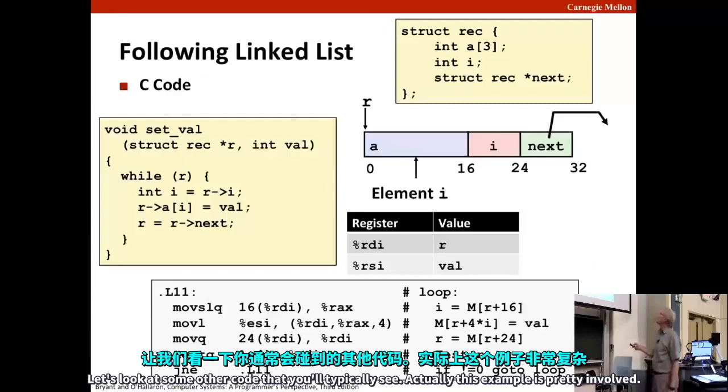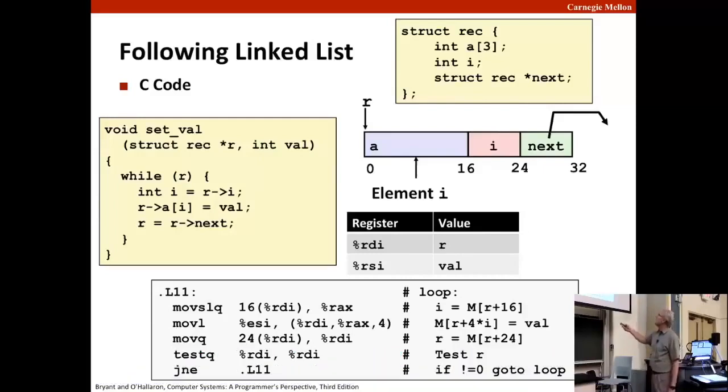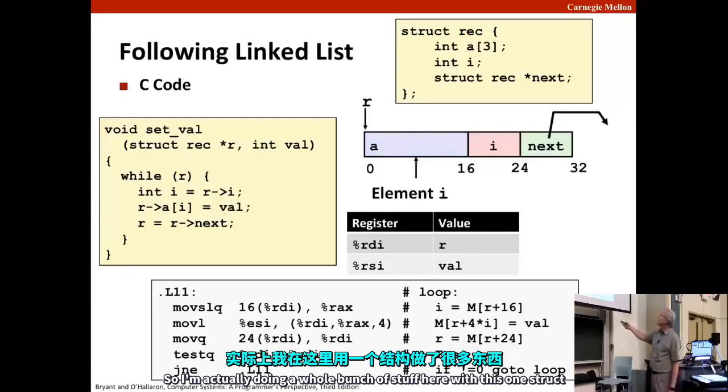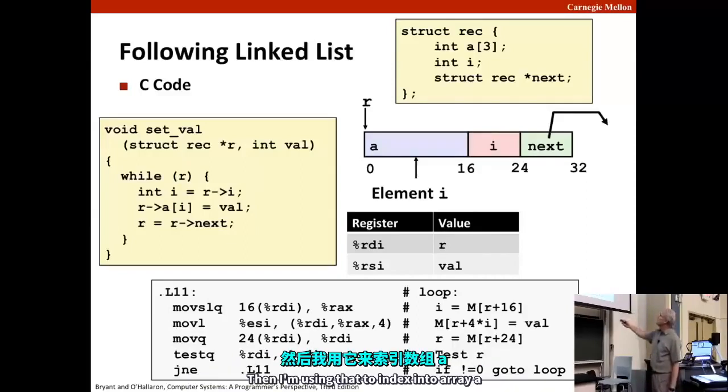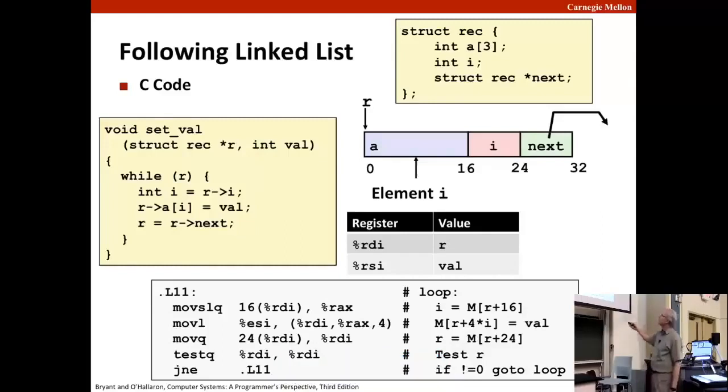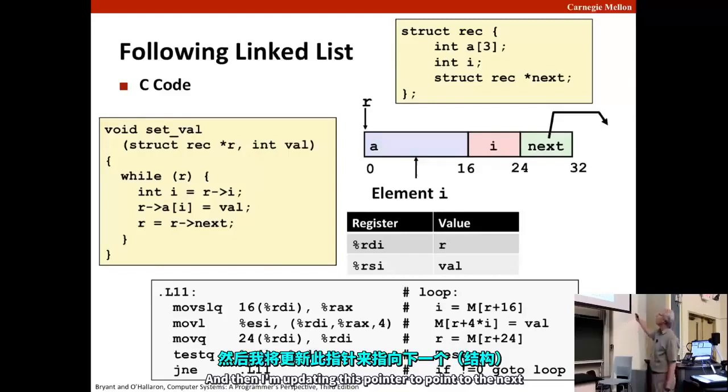Let's look at some other code that you'll typically see. Actually, this example is pretty involved. I'm doing a whole bunch of stuff here with this one struct. First of all, I'm trying to retrieve element I from the structure. Then I'm using that to index into array A and insert a value into there. And then I'm updating this pointer to point to the next.